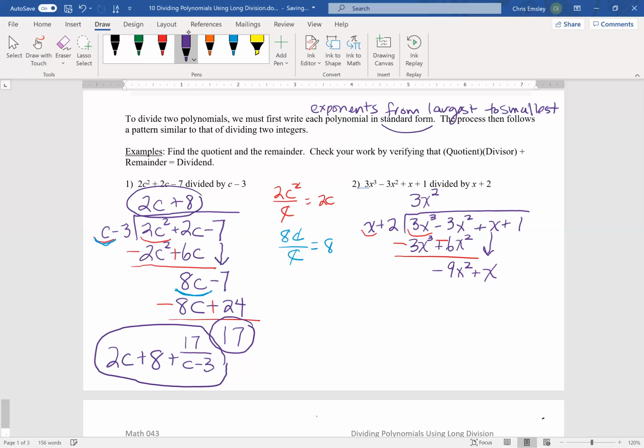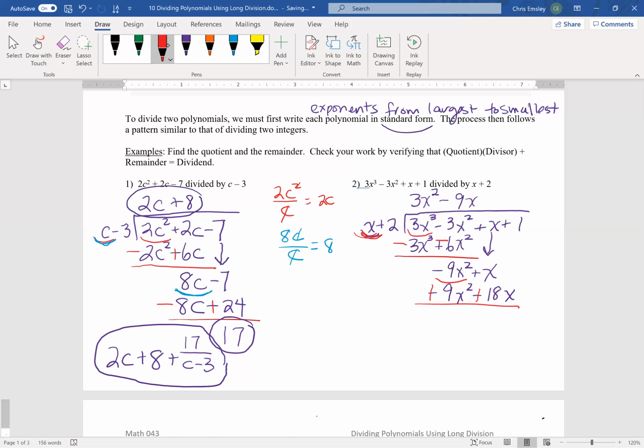What do you multiply x by to turn it into -9x squared? Well, we need a -9 there for sure. We have a single x, we want an x squared, so we need one more x. Then we take this -9x and distribute it down. So we get minus 9x squared minus 18x. We're going to subtract next. So we draw a line and change the signs.